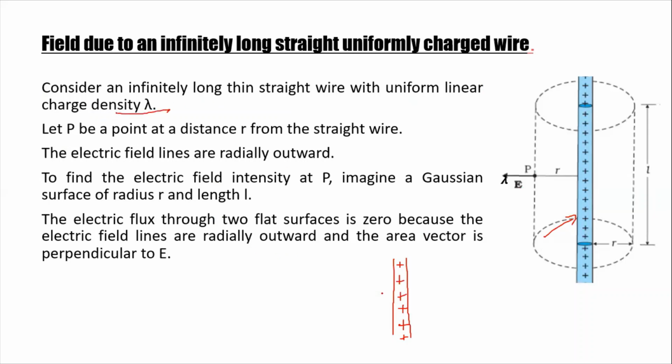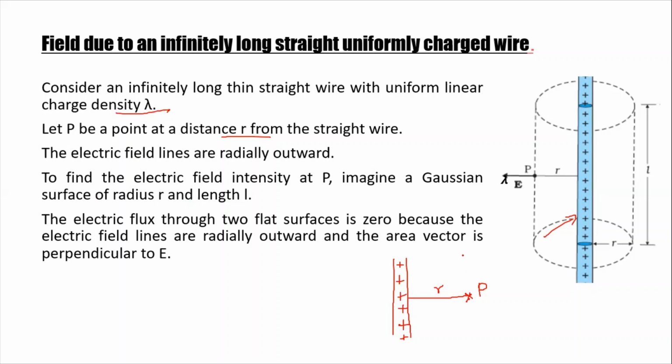Now we are going to take a point P somewhere near this wire. Let point P be at a distance R from the straight wire. So this distance is taken as R. You know that the field lines are generated radially outwards, right? According to Gauss law, to calculate the electric field at this point, what we should do? The first step is to draw a Gaussian surface that will enclose this charge.